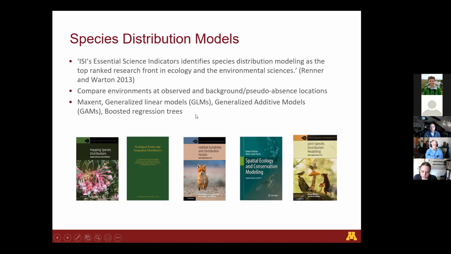There's a wide range of tools that are used here. So Maxent is incredibly popular for individuals that have used it before, but there are other models here that can be applied as well. Lots of books have come on the scene recently addressing these sorts of models as well.